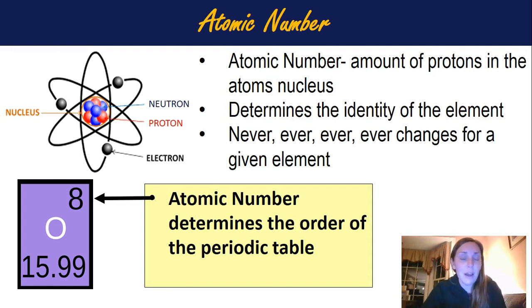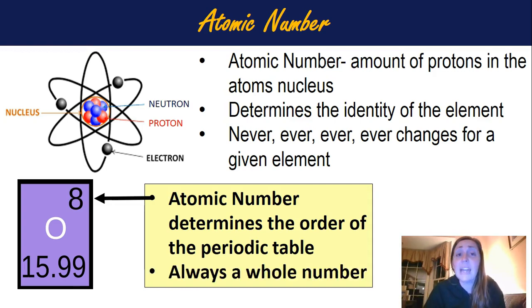And that number never changes for the element. So oxygen will always have 8 protons in its nucleus. It cannot change no matter what you do. If you change the number of protons in an atom's nucleus, that is a nuclear reaction. You've probably heard of a nuclear bomb or something like that. And that also changes the element. So if you change the number of protons, you change what identity the element is. And it's always a whole number.